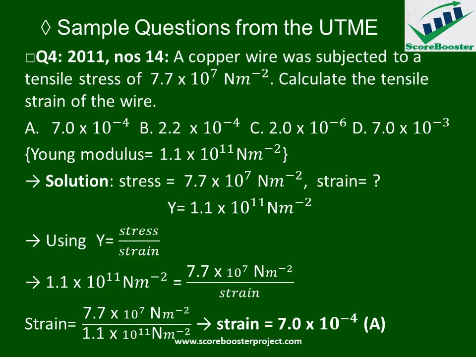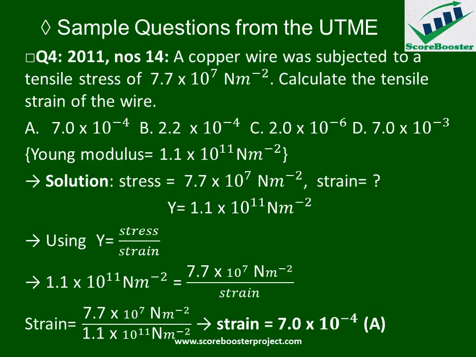Now onto solution. The first thing is to write out the given parameters, and in doing so, you are given stress to be 7.7 times 10⁻⁷ Newton per meter square. Then the strain is not given. We are also given Young modulus to be 1.1 times 10⁻¹¹ Newton per meter square.